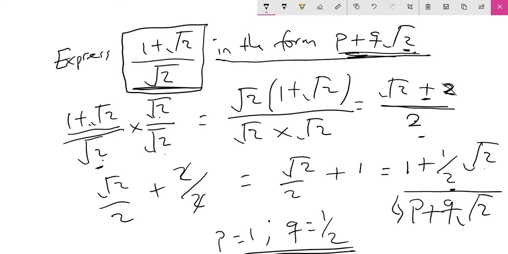So you basically simplify. Sometimes you might need to simplify this side itself and then rationalize the denominator like we did, and then you try to express it to look like the expression given, and then you basically match them. So p is 1, q is this, and so that's our final answer.